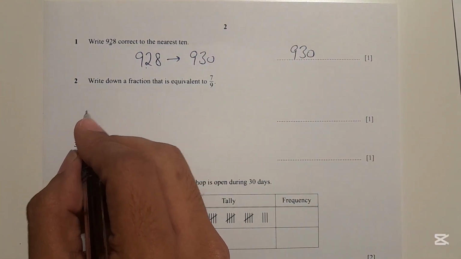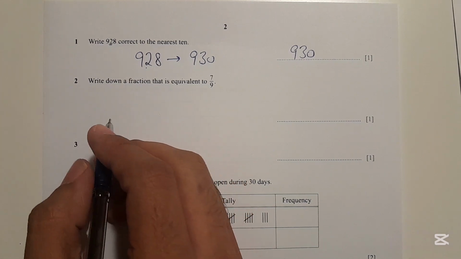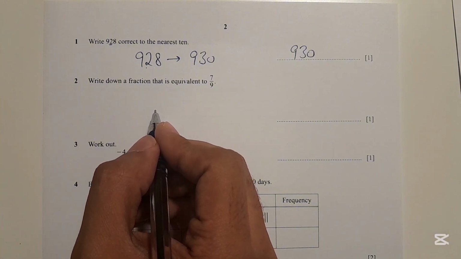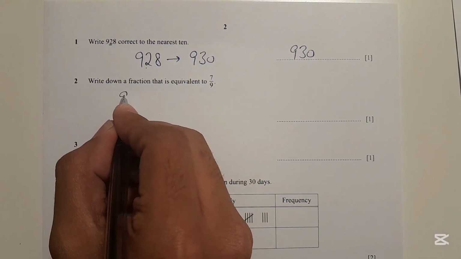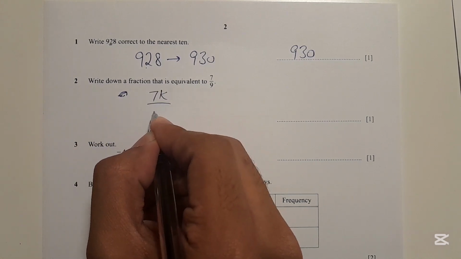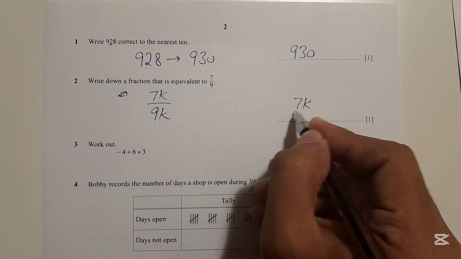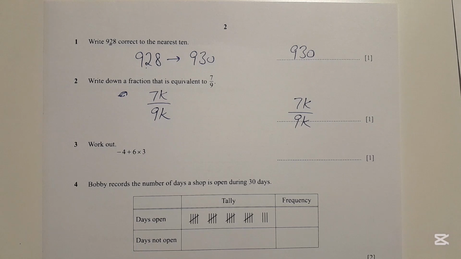Question 2 states write down the fraction that is equivalent to 9 over 7. So any number that's equivalent to 9 over 7, so we will write 7 over 9, so we will write 7k divided by 9k. So 7k divided by 9k will be the correct answer.